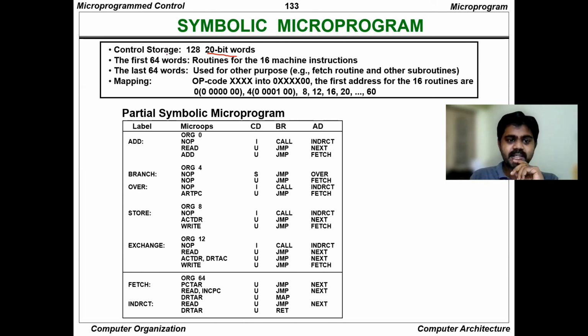So these are the partial symbolic microprograms: add, branch, store, and exchange. For add, it starts at origin 0. For branch, origin 4. For store, origin 8. For exchange, origin 12. As we said, for fetch, origin 64. This is for indirect. For origin 0, next is no operation. There is I, so indirect addressing, for which there is no operation. Next is read. So unconditional branch, add, unconditional. If it is unconditional, it's nothing but jumping. So CD, we call it U. For branch, we call it jump. The address is the next address. And here we are fetching. In this way, we denote all the symbolic microprograms.